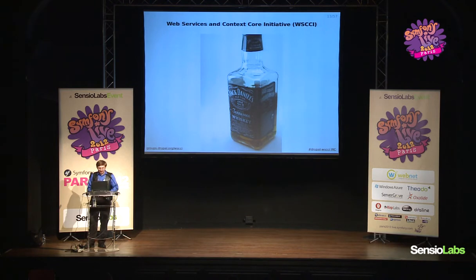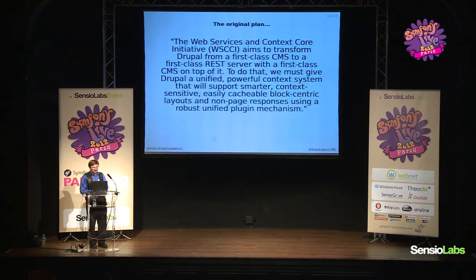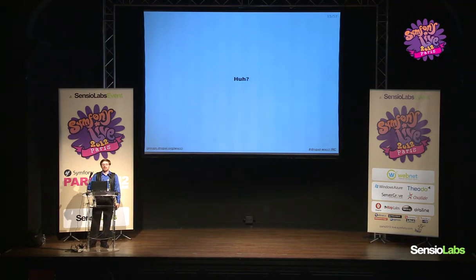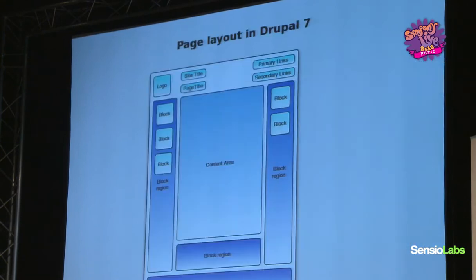And the basic idea, or our original mission statement for this effort, was to transform Drupal from the leading CMS in the world to a first-class REST server that happens to have a CMS bundled with it. And to do that, we have to do all this funky, complicated stuff, and I don't even understand it anymore myself. So what are we actually talking about? What do we want to do to make Drupal tomorrow's market leader, not just today's market leader?